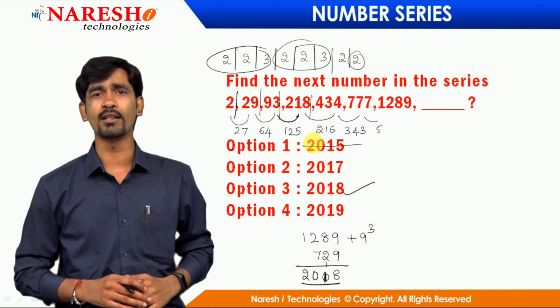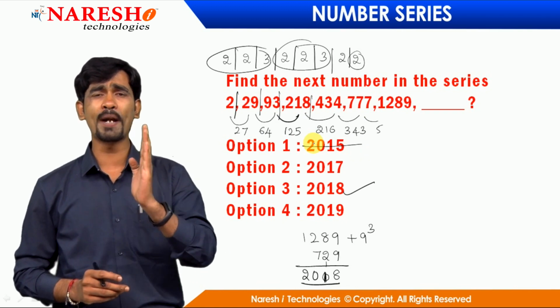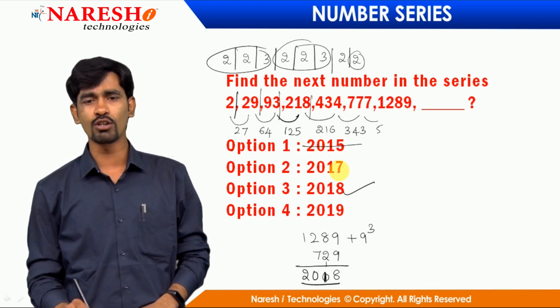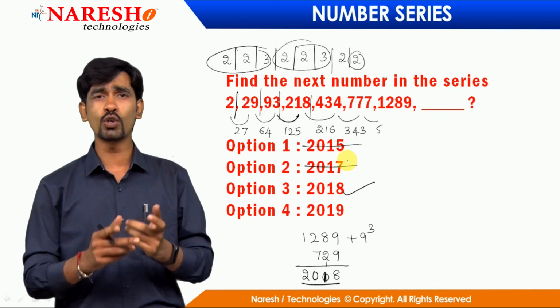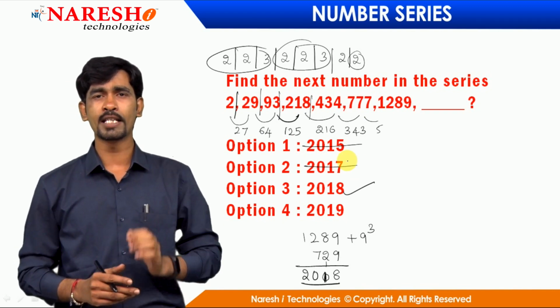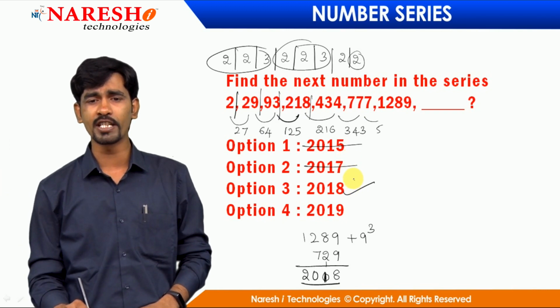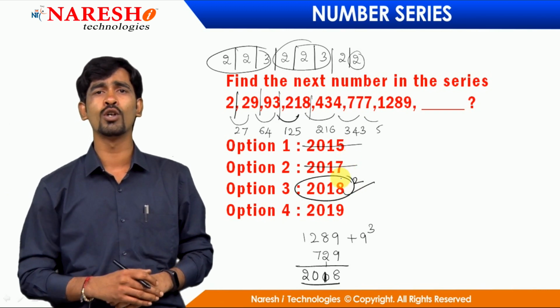If it is 2017, the digital sum is 2 plus 1 is 3, 3 plus 7 is 10, and the digital sum is 1. So, it is also not a possible answer choice. But if you look at 2018, 2 plus 1 is 3, 3 plus 8 is 11, 1 plus 1 is 2. It is exactly matching the pattern of digital sum 2. You can make your answer choice as 2018.